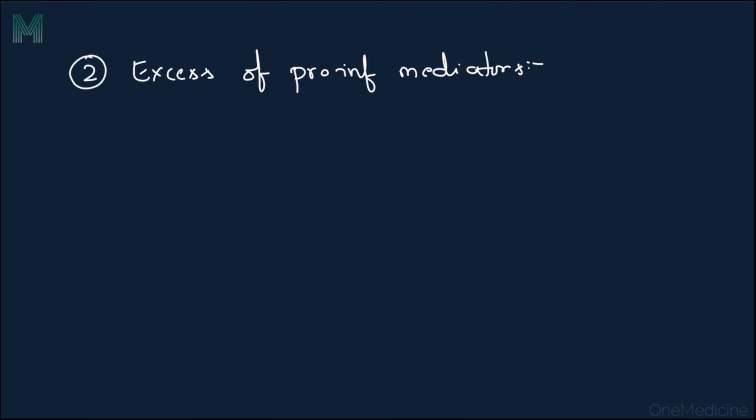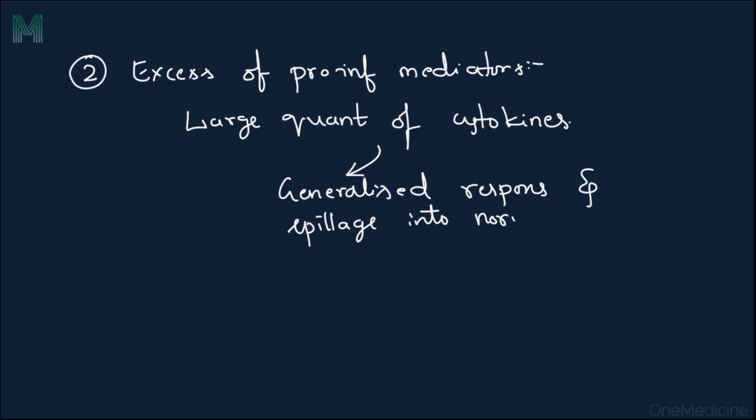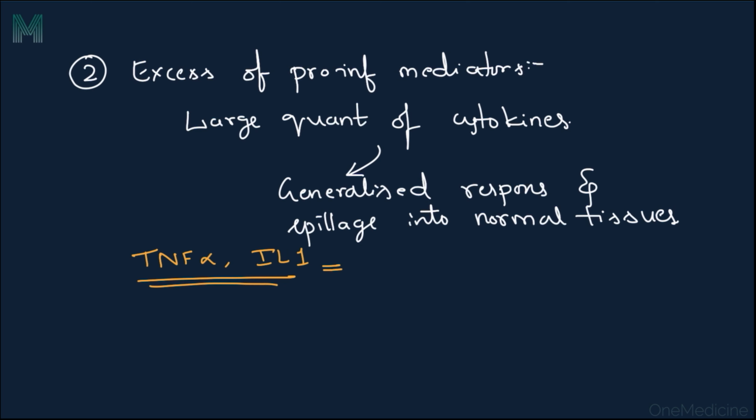In certain individuals, large quantities of pro-inflammatory cytokines are released, and these spill into the bloodstream, causing a generalized response and spillage into normal tissues. The most important cytokines responsible for this are tumor necrosis factor alpha and interleukin 1. These mediators are known to increase in their plasma concentrations during sepsis.